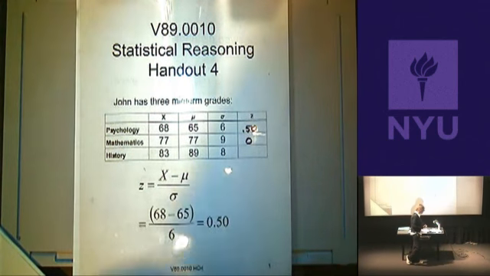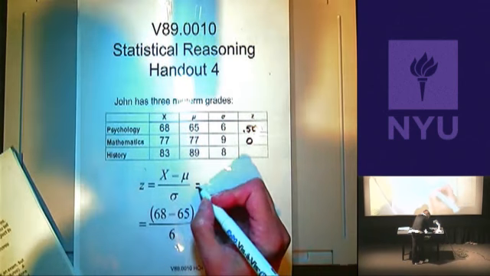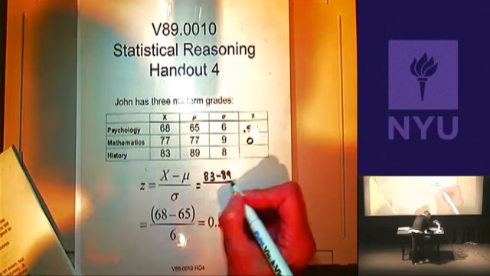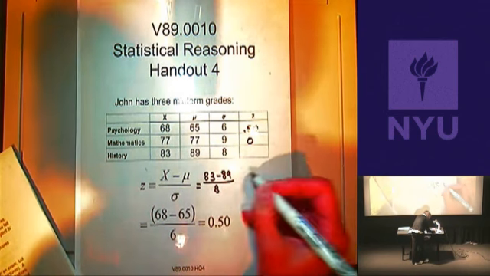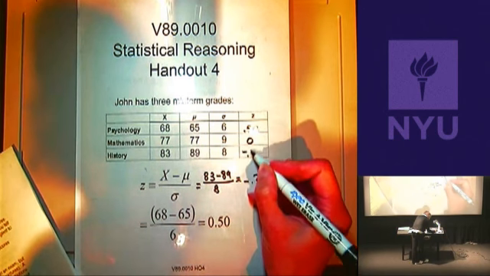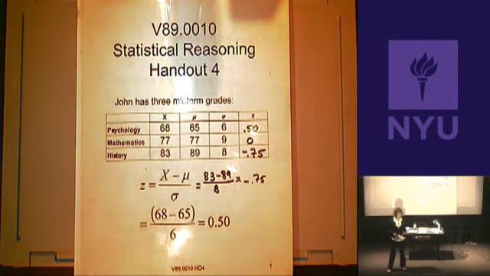All right, let's do the history one. So I know that even though John got the highest absolute score in history, really he did the worst in that.